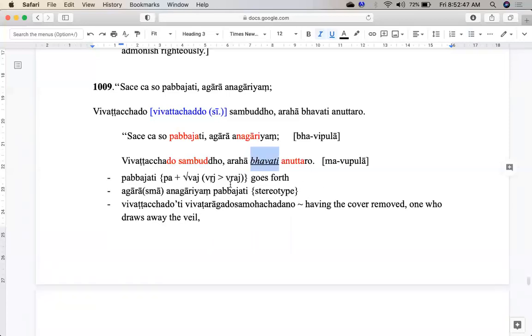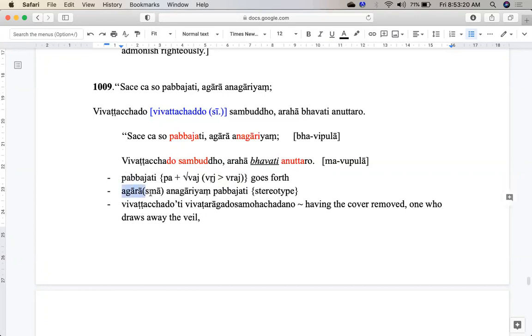And pabbajati, the previous root is vaj in Pāli, but related to the root vraj. So vraj becomes vaja. That is why, the va becomes ba and the ra becomes ba. That is here the double ba, pabbajati. Pabbajati goes forward. For this pabbajati also in Pāli, we have the stereotype.